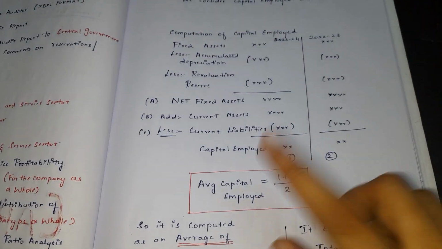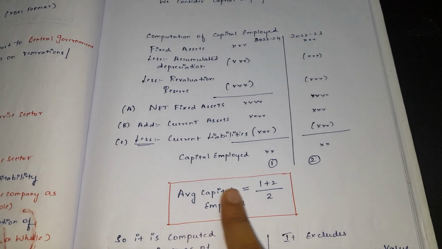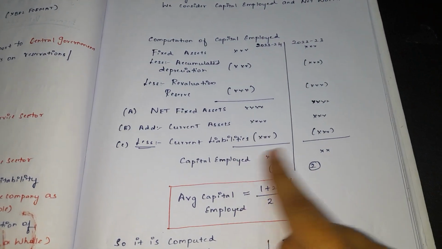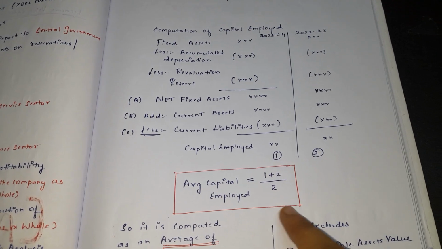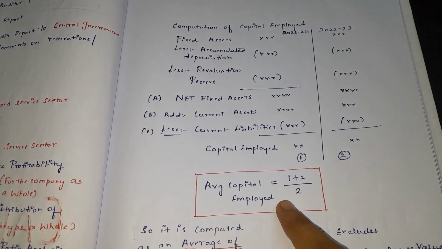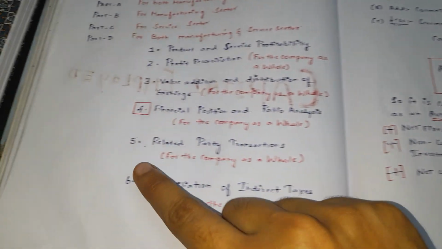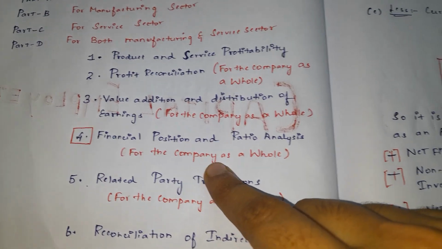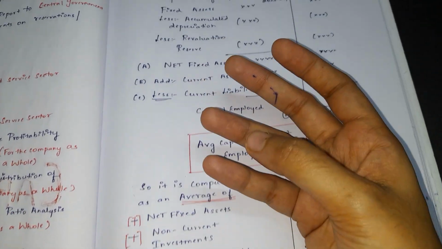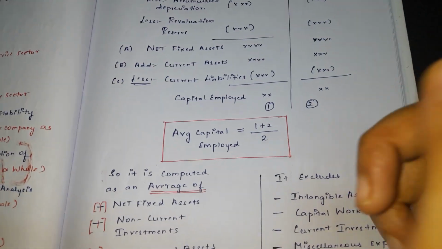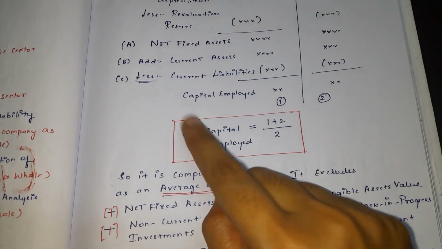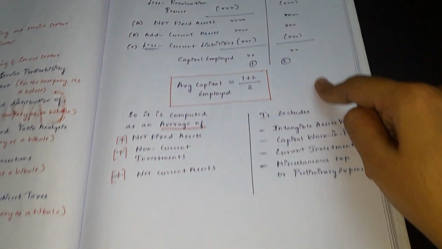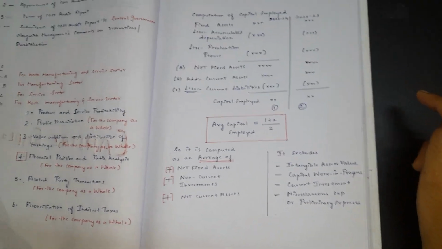That's it. Another important point: we only take average capital employed. Take the current year and the previous year, then take the average, 1 plus 2 by 2. We will get the average capital employed. For measuring the financial position of the company, we will consider net worth, capital employed and a few ratios. I will talk about it in the next videos. For computing capital employed, we should go with this format. That's it.